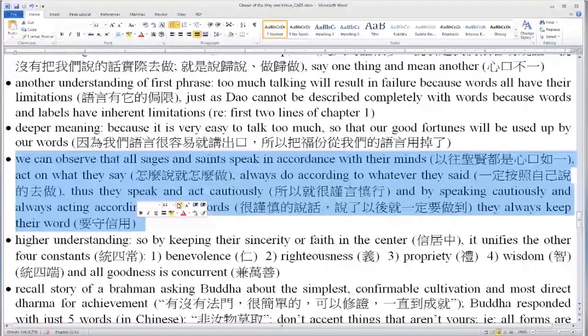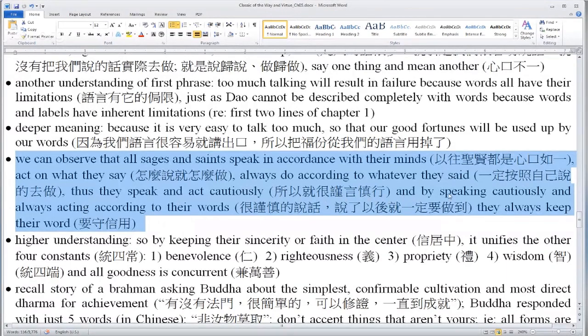We can observe that all sages and saints speak in accordance with their minds. 以往圣贤多是心口如一. They say what they mean and act on what they say. 说什么就做什么. Always do according to whatever they say. 一定按照自己说的去做. Thus they speak and act cautiously. 所以就很谨言慎行.